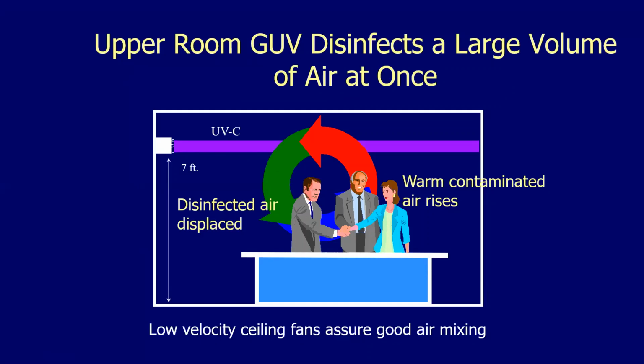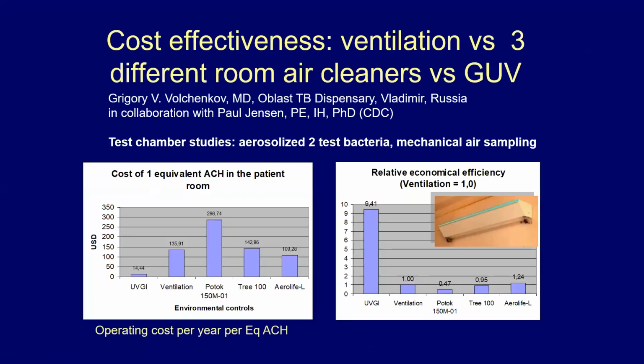So Grigory Volchenkov and Paul Jensen did a study in Vladimir, Russia, where they actually introduced contaminated air with bacteria and showed the efficiency of mechanical ventilation, 3 different air cleaners, and upper room germicidal units like the one shown in the picture here in terms of clearing the infection in that air.